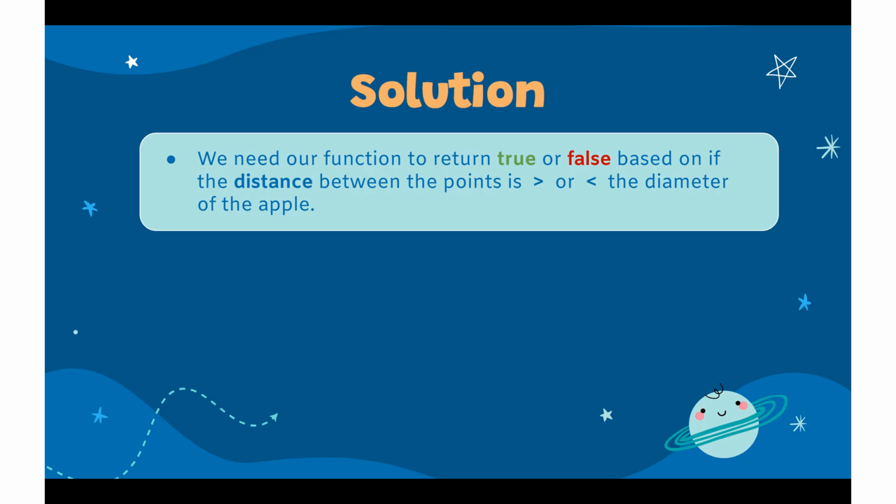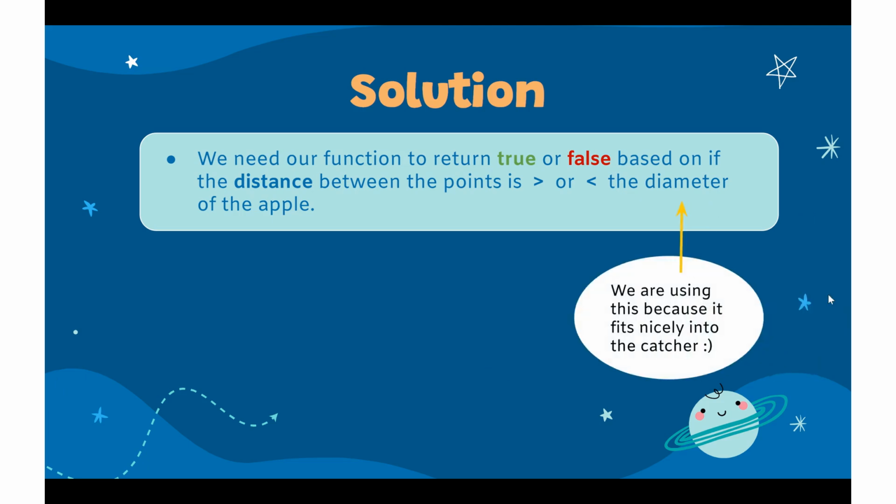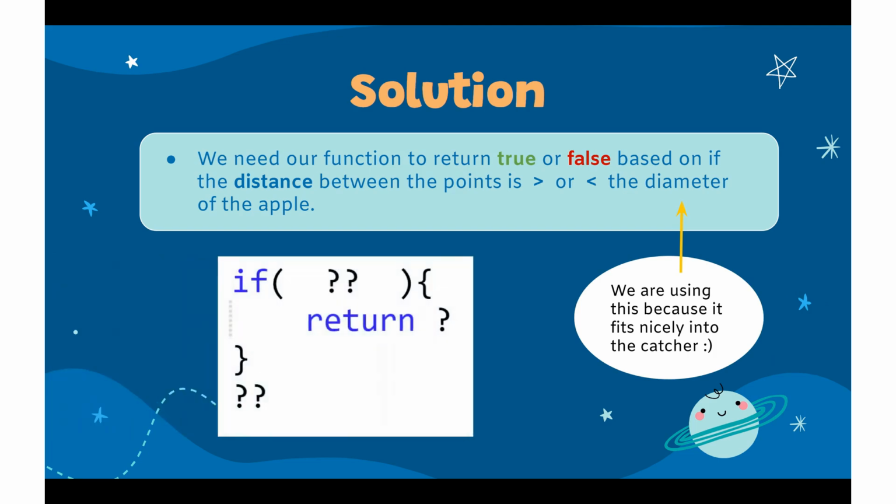After you make the new distance variable inside of our function, we need to find out if that distance is less than or greater than the diameter of the apple. We're going to use this because it fits nicely inside of the catcher. So the way it will look is if something, we're going to return something, or we're going to return something else. We need to return true or false based on this if statement. So you can try this out on your own.